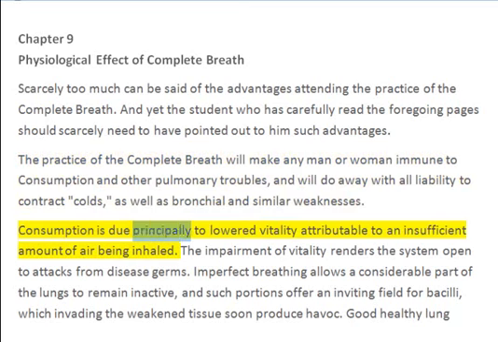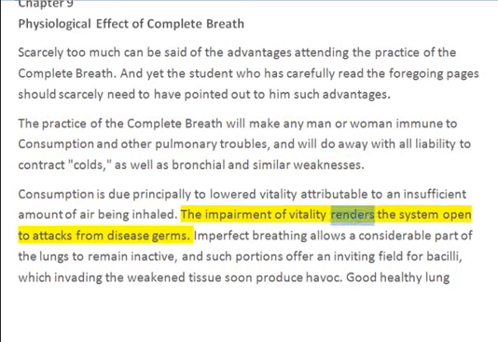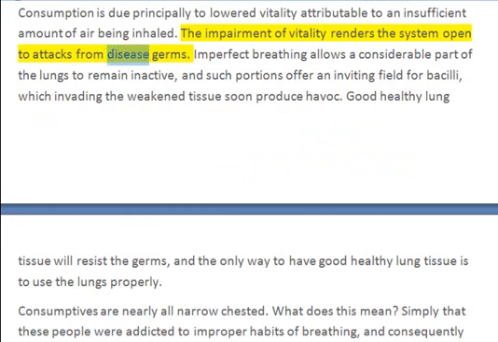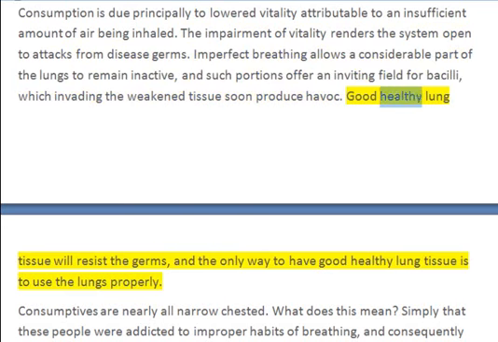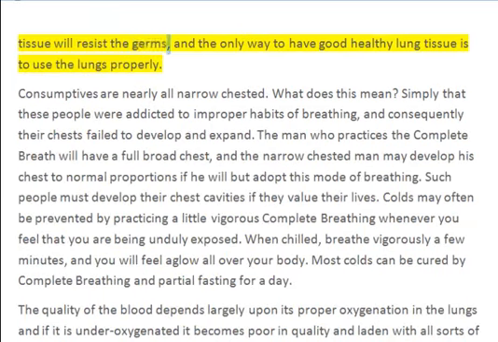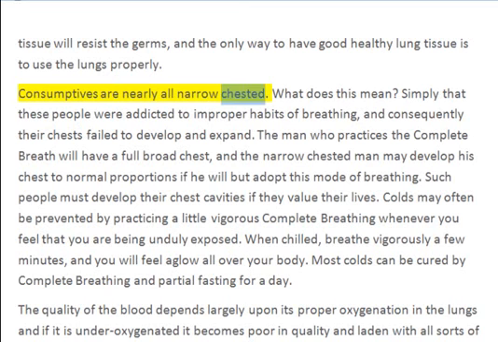Consumption is due principally to lowered vitality attributable to an insufficient amount of air being inhaled. The impairment of vitality renders the system open to attacks from disease germs. Imperfect breathing allows a considerable part of the lungs to remain inactive, and such portions offer an inviting field for bacilli, which, invading the weakened tissue, soon produce havoc. Good healthy lung tissue will resist the germs, and the only way to have good healthy lung tissue is to use the lungs properly. Consumptives are nearly all narrow-chested.